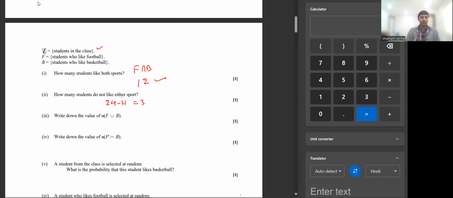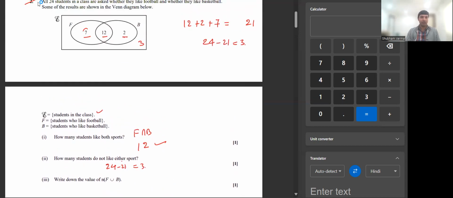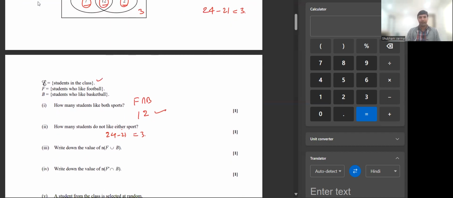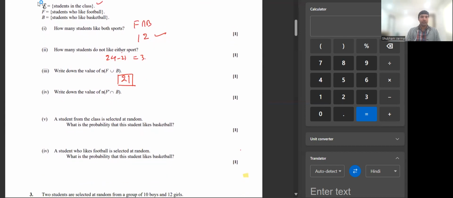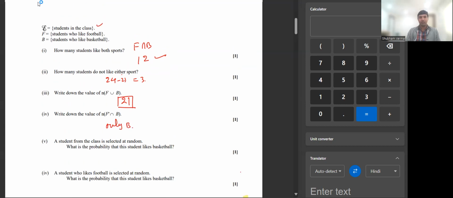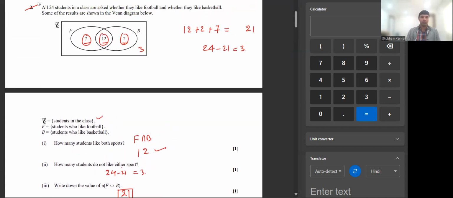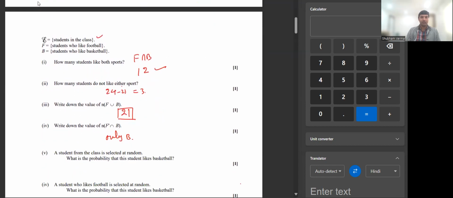Next is write down the value of n of F union B. F union B means everything of F plus 12 plus 2, which is 21, right? So n of F union B is 21. Write down the value of n of F complement intersection B, right? So F complement intersection B means only B, right? So how many students are there who like only basketball? Only 2. That is the answer.